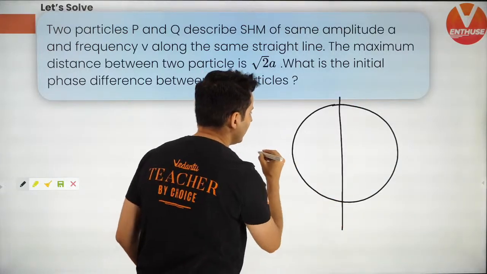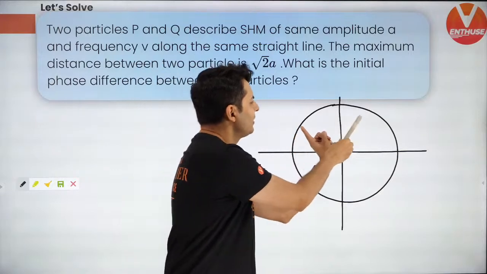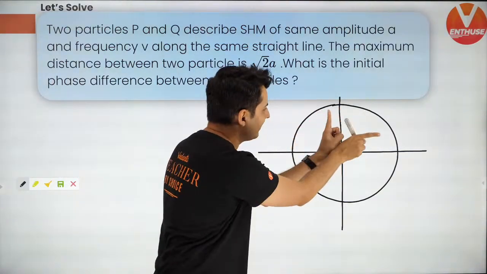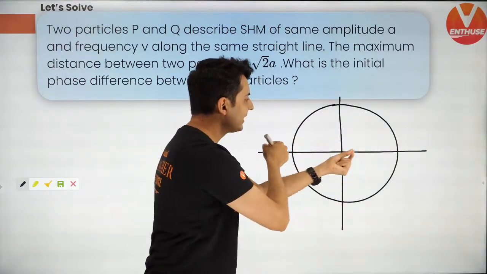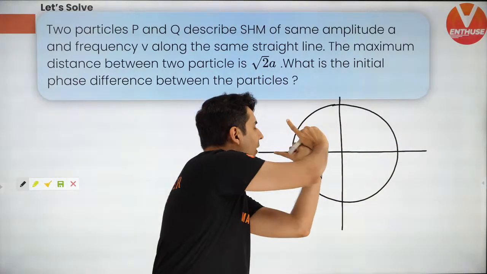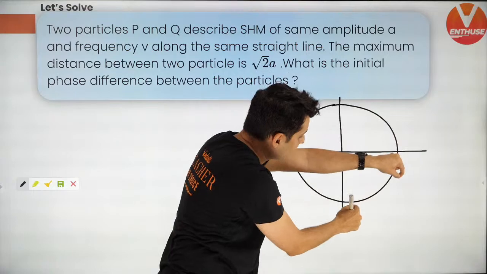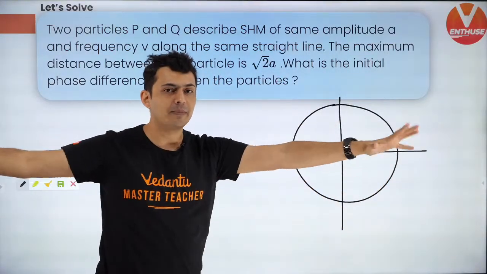This is my reference line. This is my horizontal line. Now just imagine those two particles are there like this. They are moving like this. Their shadows will be falling on the horizontal line. When or where do you think these two particles on the circular path should be, so that their separation is maximum?